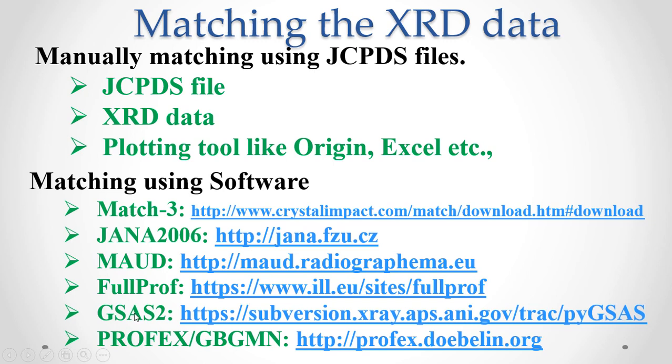Fullprof is more advanced software. It is a free version, you can download and use it. And for beginners, I suggest Match 3. Match 3 is the easiest and simplest software. You can easily match the recorded XRD data with the standard JCPDS files. The software is available at this link. Click this link and download Match 3 and Fullprof. So two software are needed for matching XRD data for beginners.